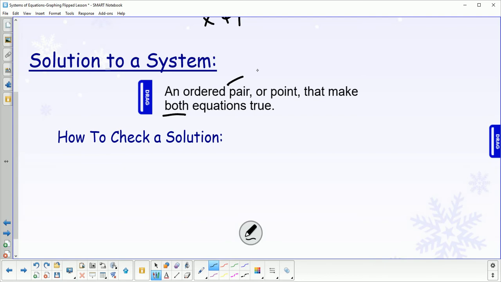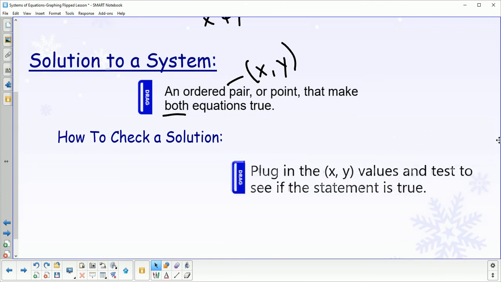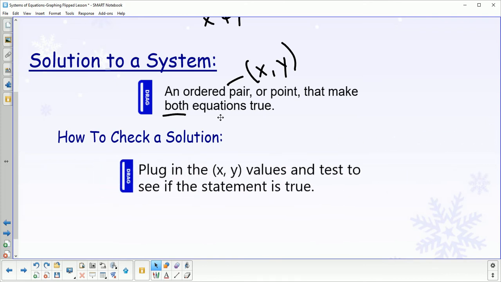And when we talk about an ordered pair, we mean a point where we have an x value and a y value. And then the last one, to check a solution, essentially what you're going to do is just take that ordered pair that you're given, the x, y values, and test to see is this statement true. And that's the important piece. If it's true, then it is a solution. And if it's not true, then it's not a solution.